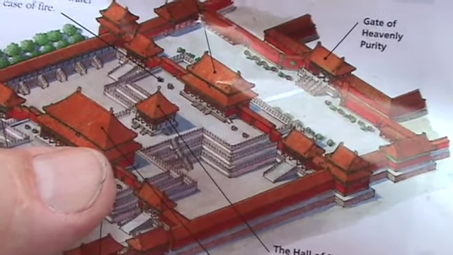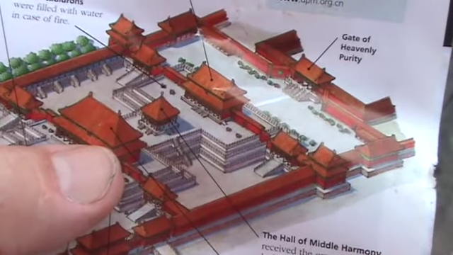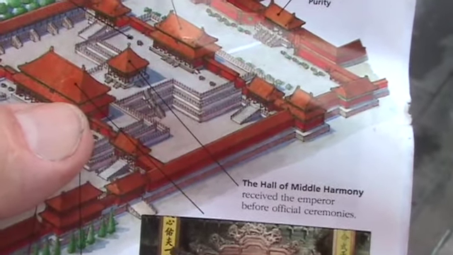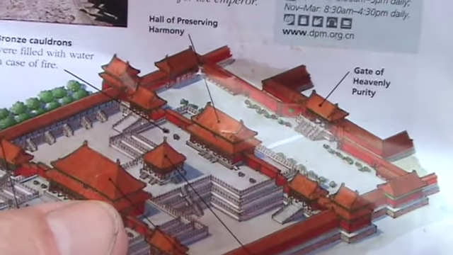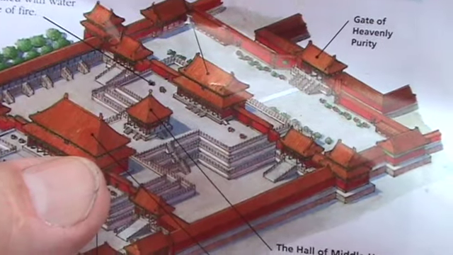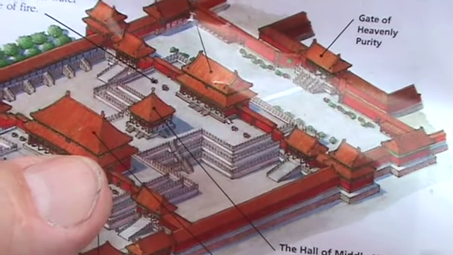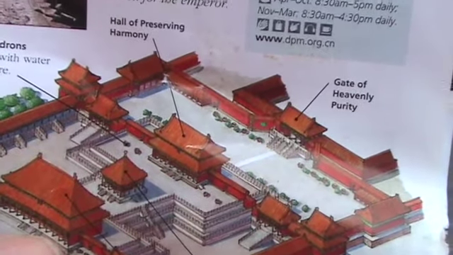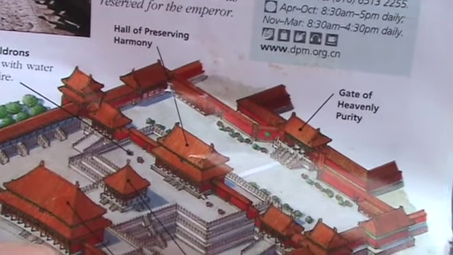and now I'm going to walk to the Hall of Middle Harmony and on through the Hall of Preserving Harmony, which is the one that's next. The one in the middle was just for the purpose of the emperor hanging out before he went to the one where my thumb is. And there's the gate of heavenly purity.